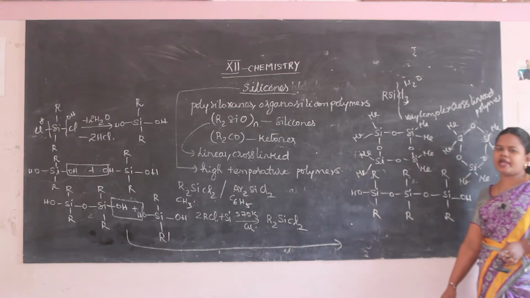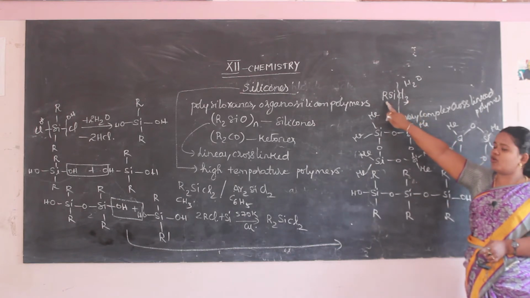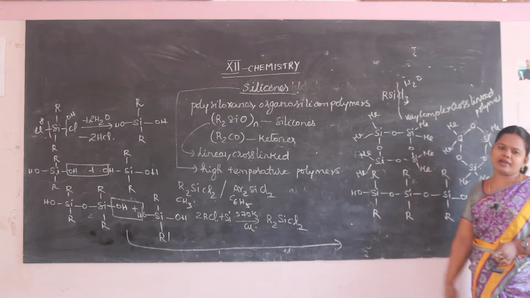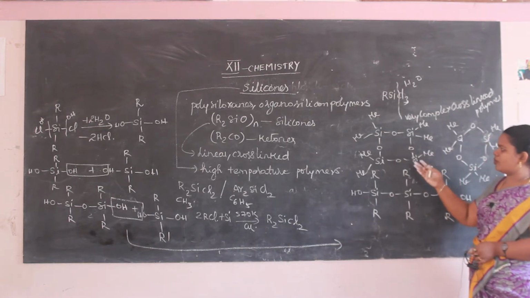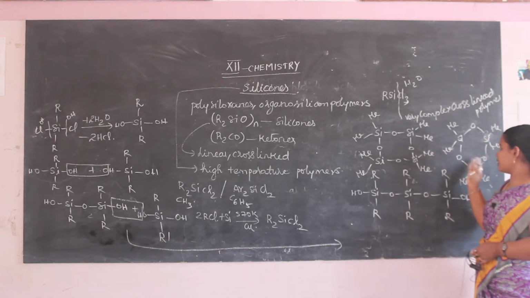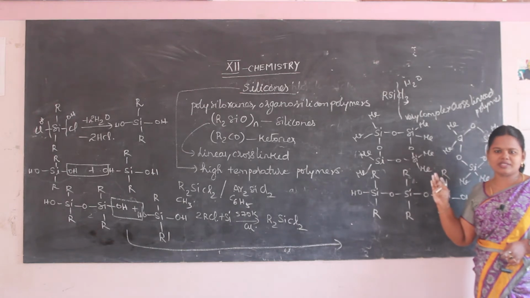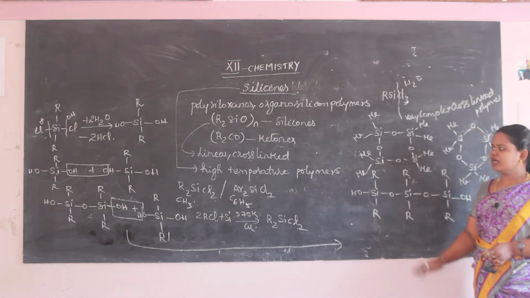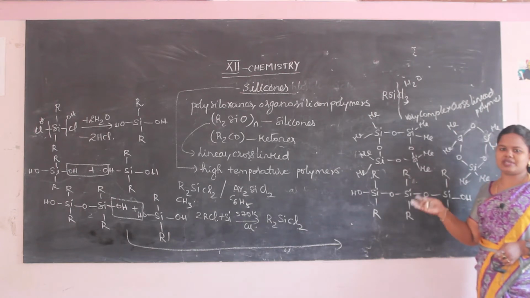Okay, so by hydrolyzing this monoalkyl chlorosilane, only one alkyl group will be there. When we hydrolyze monoalkyl chlorosilane, what do we get? We get a cross linked cyclic polymer. Cross linked as well as cyclic polymer is obtained. So this is about the preparation of silicones.